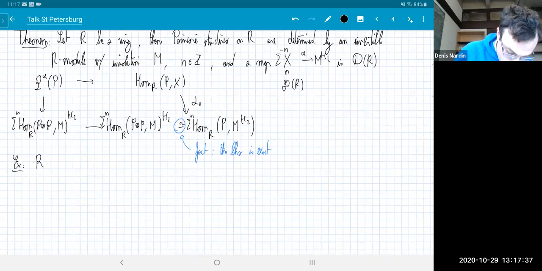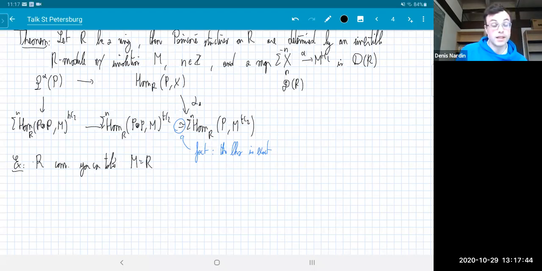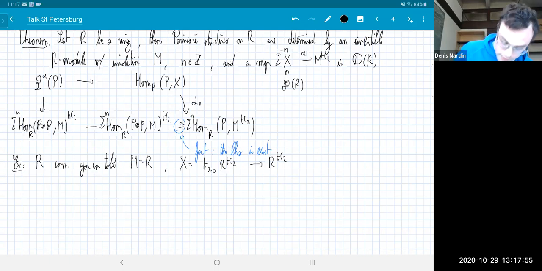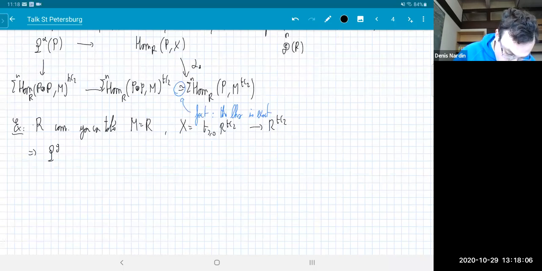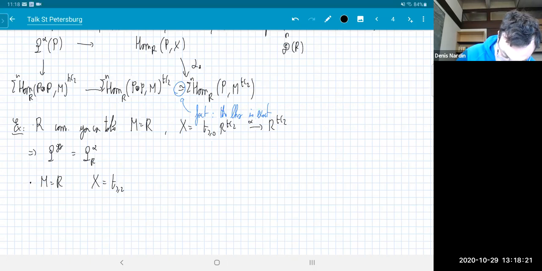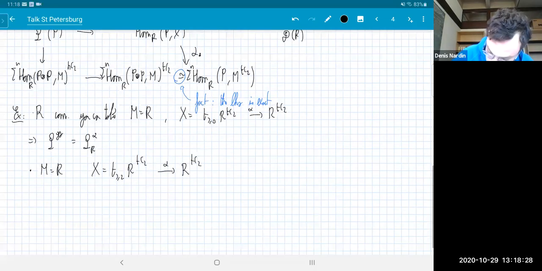So for example, let's say R commutative. You can take M equals R with its canonical module with involution structure, and X is just the zero truncation of the Tate, which comes with the map to the Tate. And then this gives you the genuine symmetric. But you can also take M still R, but X, not the zero truncation, but the two truncation of the Tate, and n is zero.